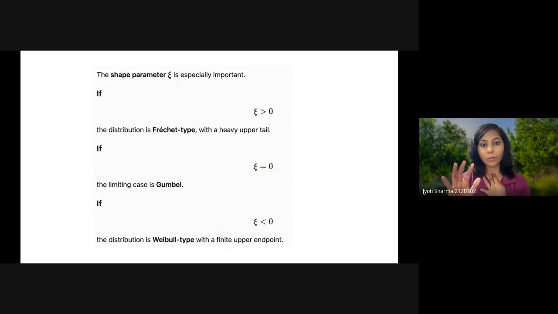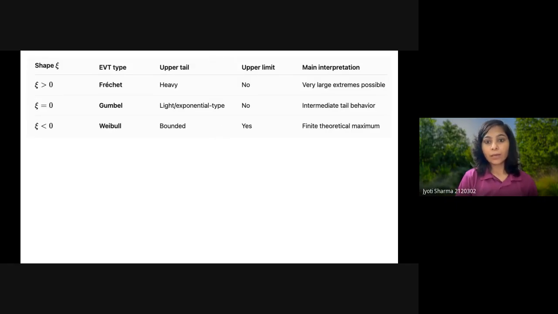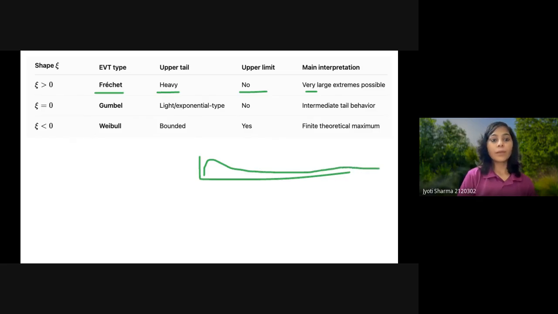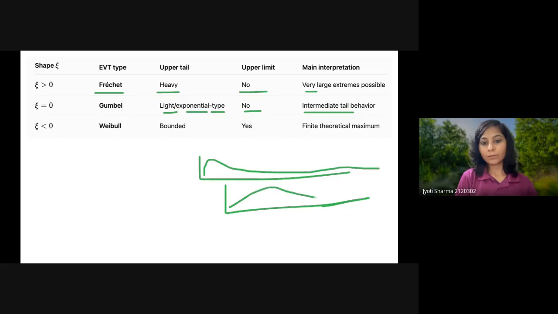Okay, so based on this xi value, we can tell about the tail. If we have a value more than 0, then this is Fréchet. We have a heavy tail and no upper limit, and very large extremes are possible. If your xi value is 0, then this is Gumbel, with a very light, exponential-type tail. We will not have an upper bound, and it has intermediate tail behavior. Then we have Weibull. It is bounded, it has an upper limit, and it has a finite theoretical maximum.